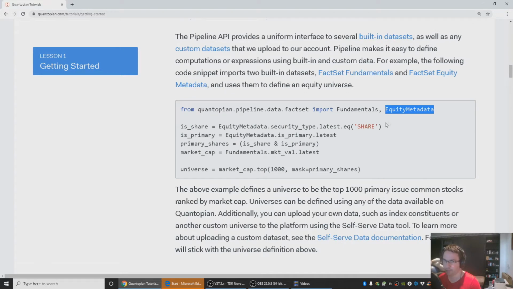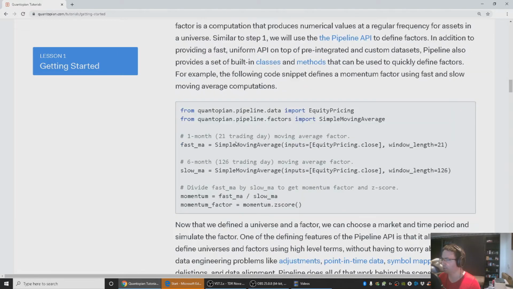Before we were importing metadata, and metadata is stuff like what stock exchange is it on? Is it primary or secondary? And all that kind of stuff. And then fundamentals was stuff like market cap, I guess revenue, profits, and all that kind of stuff. So in this factor part, what we're doing is we're calculating some simple moving averages.